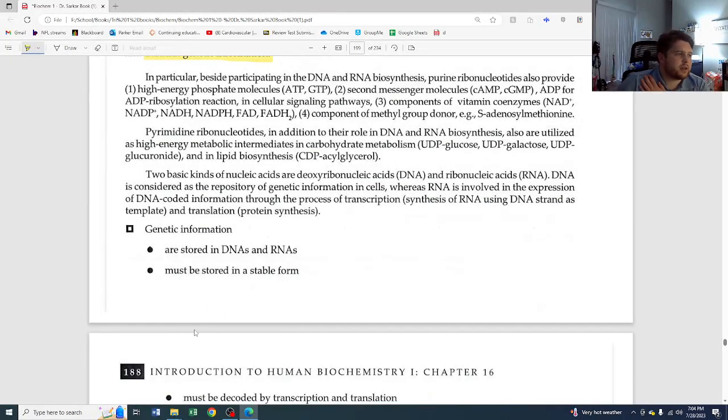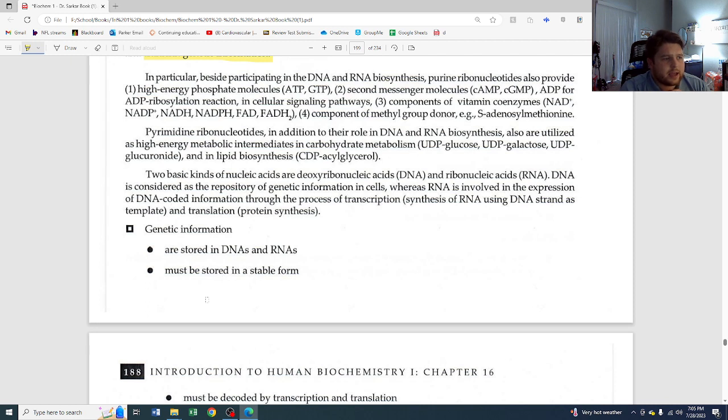So there are two basic kinds of nucleic acids. They are deoxyribonucleic acids, or DNA, and ribonucleic acids, RNA. So DNA is considered as the repository of genetic information in cells. Think of it like the safe. This is where all of our important genetic information is stored, and where it's going to be kept inside of the nucleus to be read and used, and also copied.